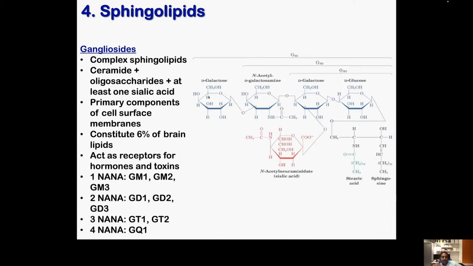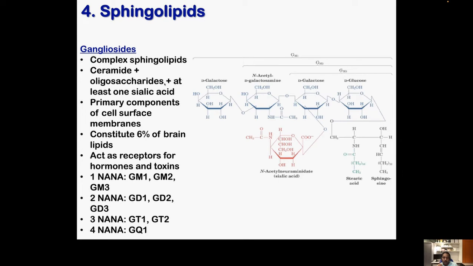So the last class of sphingolipids are gangliosides. This is quite complex. You can quickly look at the structure here. It's a really complex structure. So what is it made up of? It's got a ceramide unit, you can see here, where the fatty acid is stearic acid, plus oligosaccharides. So it's got several sugar residues. In cerebrosides, it's only one sugar residue, but here it's got a few residues. That's why it's called oligosaccharides. It means a few sugar residues.